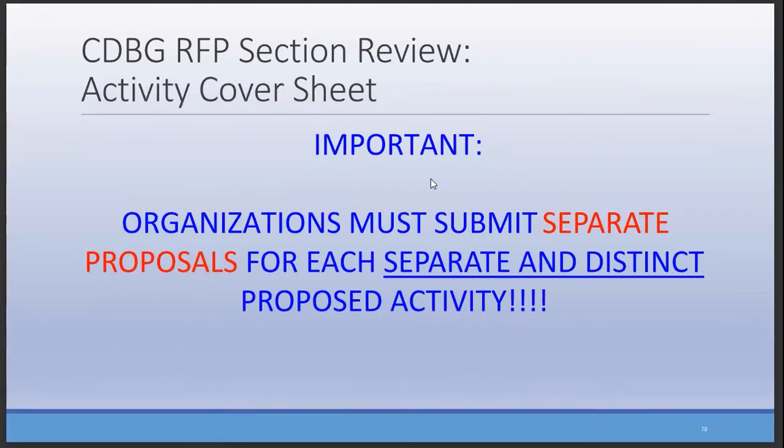So previous sections of the application were about your organization as a whole. These next sections get into the specifics of your proposed activities. Organizations must submit separate proposals for each separate and distinct proposed activity. This statement is critical. A proposal that combines multiple proposed activities can be outrightly rejected.